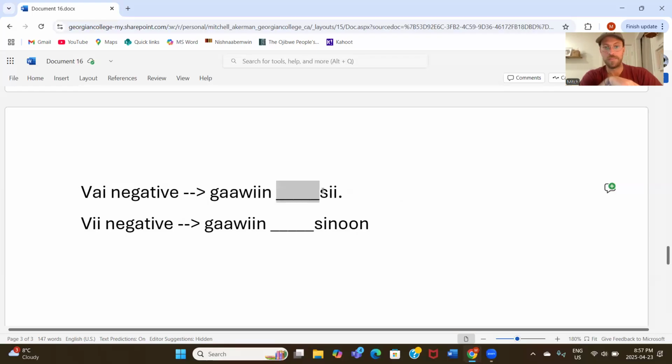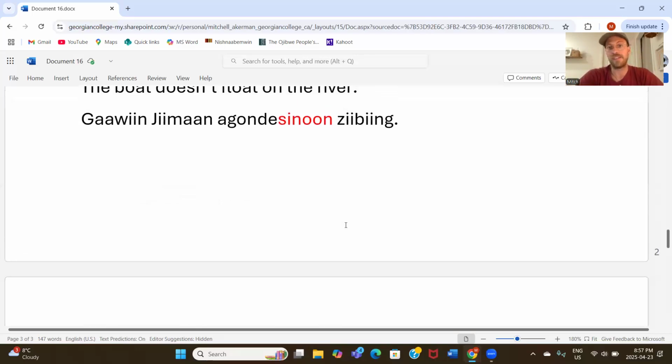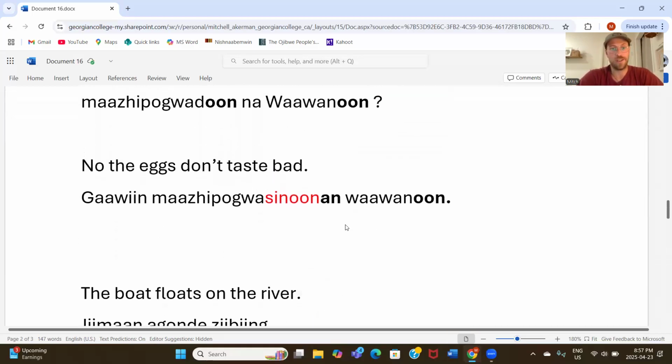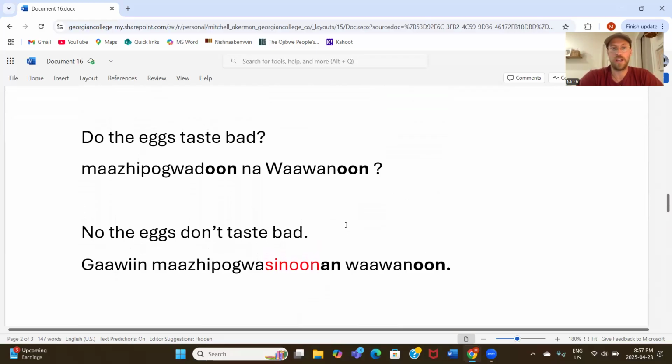Find VAI verbs and make them negative. You've got the verb wisene, he eats. Gawin wisnesi, he doesn't eat. Perfect. You could use the verb like ozawa, it is yellow. Gawin ozawa sinon, it's not yellow, right? So you can do VAIs and VIIs. Practice those negatives. And certainly you can practice those negatives to answer questions, right? So that's really the things that you can work on.